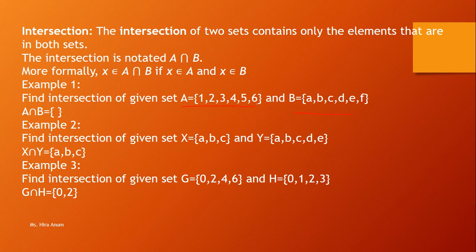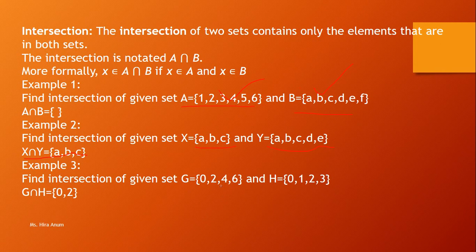These are not the same elements. One is not equal to A or anything. These are the alphabet and this is the numbers. So this is not similar. So intersection will be empty set. X equals to ABC and Y equals to ABCD, but we have similar in ABC, so intersection is ABC.